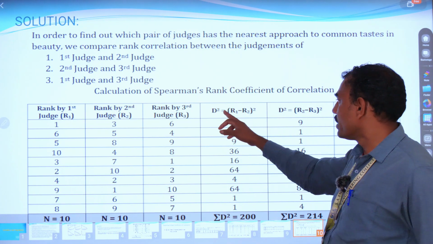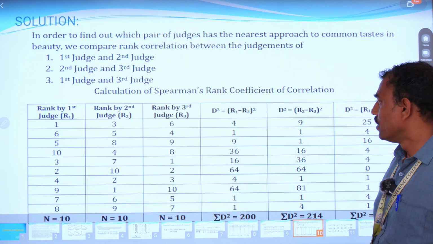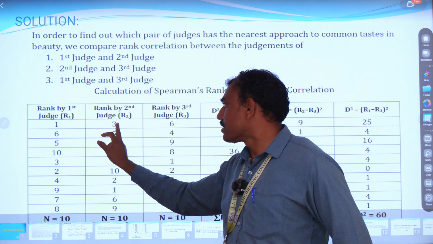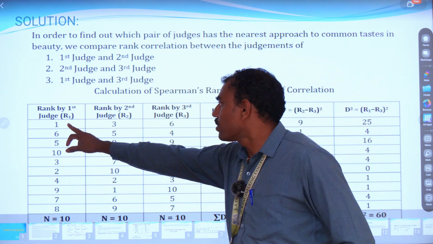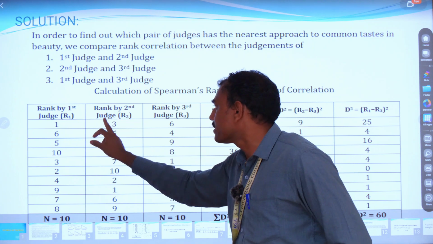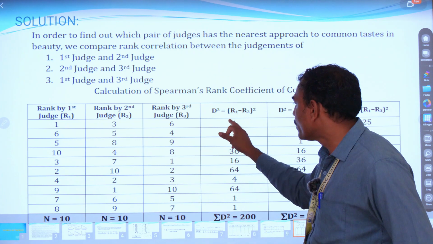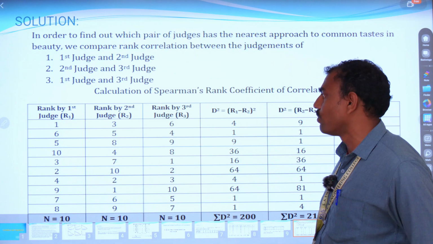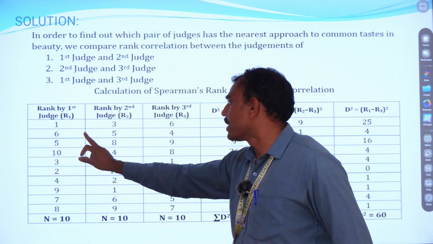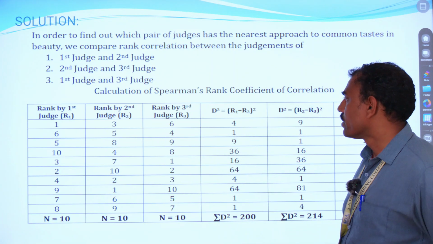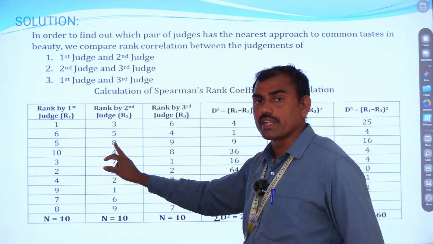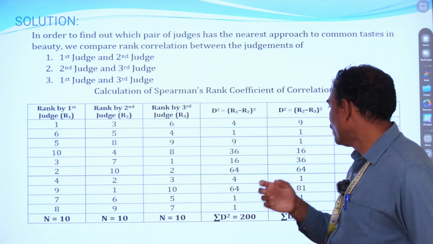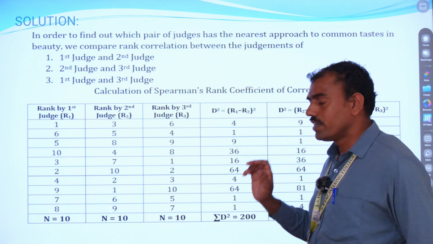First we find D1, D2, D3. D1 is R1 minus R2. R1 is 1, R2 is 3, so 1 minus 3 equals minus 2, and minus 2 squared equals 4. The next one, 6 minus 5 equals plus 1, so 1 squared is 1. The third, 5 minus 8 equals minus 3, and minus 3 squared equals 9. Continuing this, we get the D1 squared values.